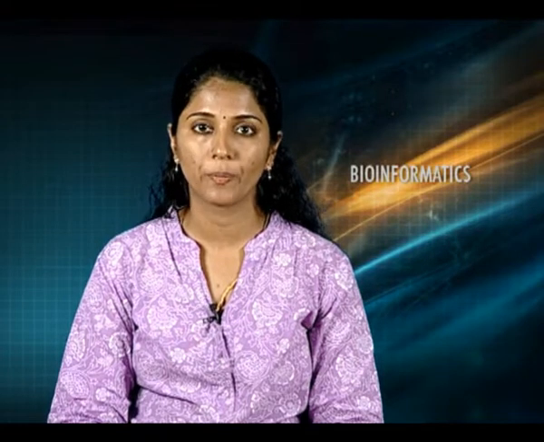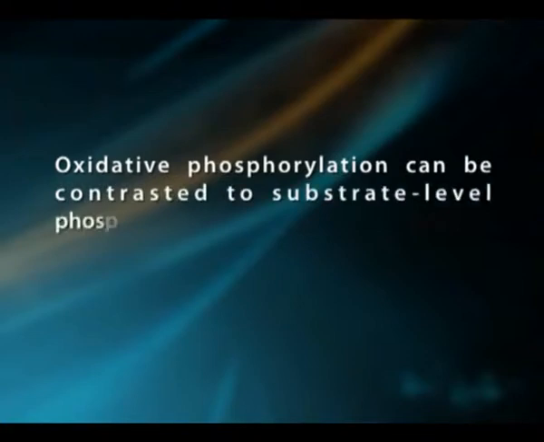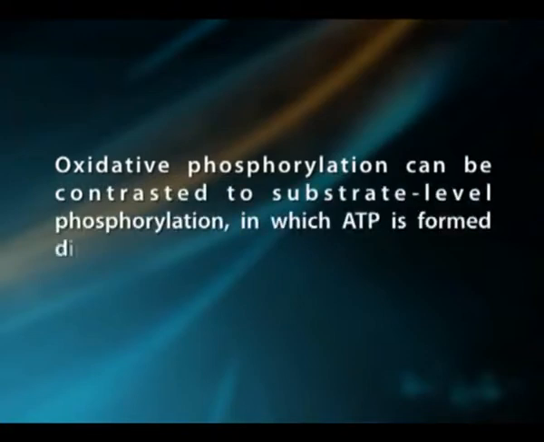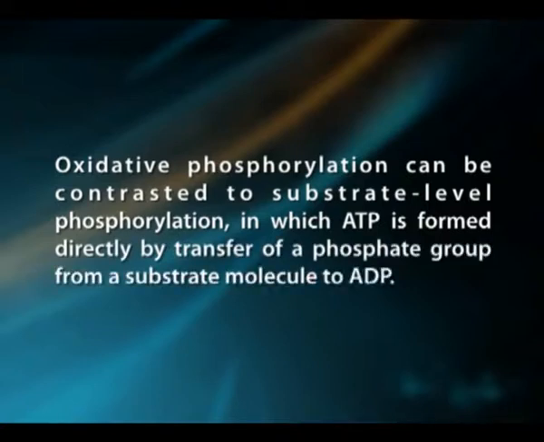Mitochondria utilize an ionic gradient across the inner membrane to drive numerous energy requiring activities, most notably the synthesis of ATP. When ATP formation is driven by energy that is released from electrons removed during substrate oxidation, the process is called oxidative phosphorylation. Oxidative phosphorylation can be contrasted to substrate level phosphorylation, in which ATP is formed directly by transfer of a phosphate group from a substrate molecule to ADP.